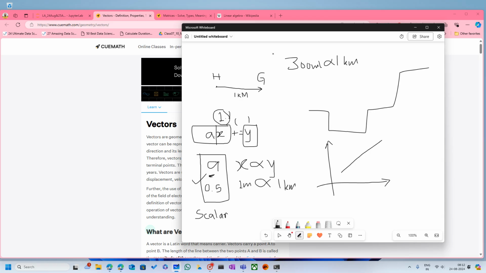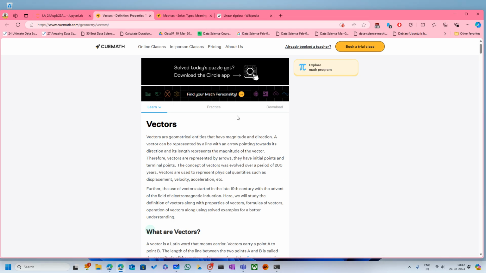Now in this case it's a vector. Why? Because it has a magnitude of 1 kilometer, and it also has a direction. Only in a certain direction can you reach the gym. If you take the opposite direction you can't reach the gym. You have to go in that direction only in order to reach the gym. So that will be called a vector.